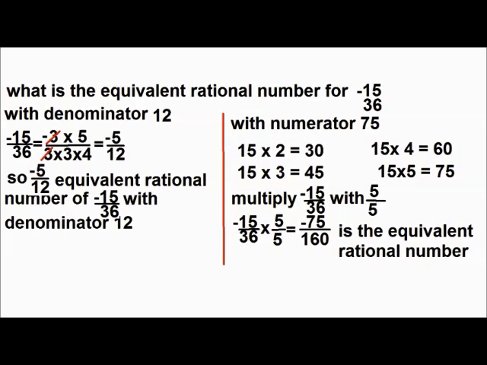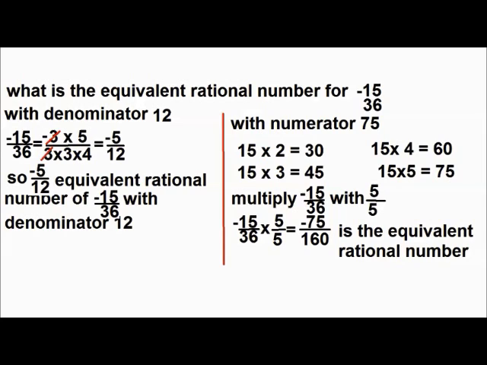Now, what is the equivalent rational number for minus 15 by 36 with a denominator 12? Minus 15 by 36 can be written as minus 3 into 5 by 3 into 3 into 4. So 3 gets cancelled and minus 5 by 12 remains. Now 12 is the denominator in this. So minus 5 by 12 is the equivalent rational number of minus 15 by 36 with the denominator 12.